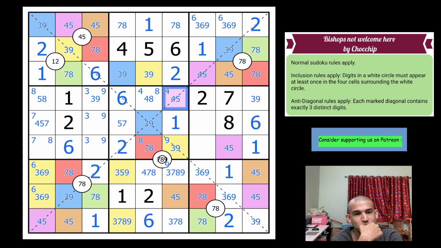Ooh. We got a 6, right? So 6 is in one of these two cells. Not much there. Okay, you have a blue in here. So blue must be in one of these two cells.